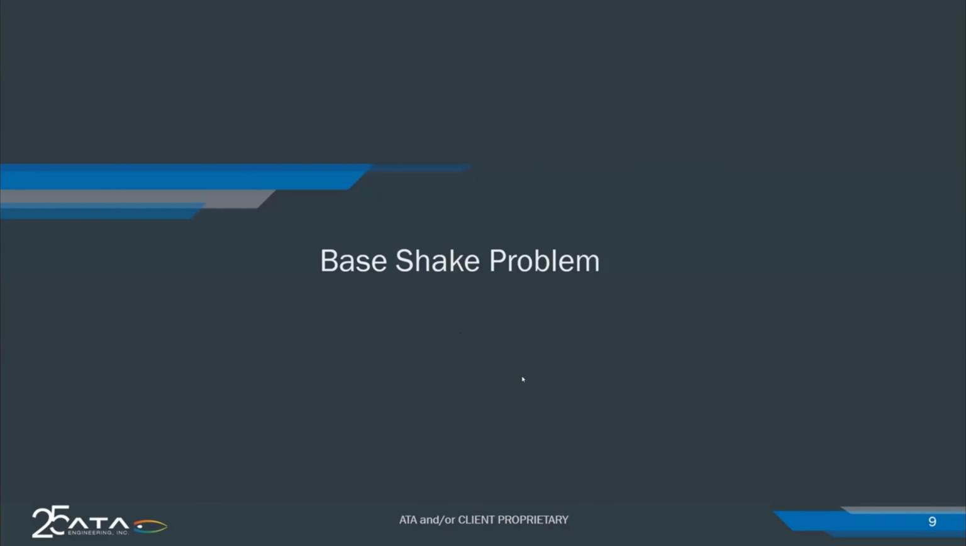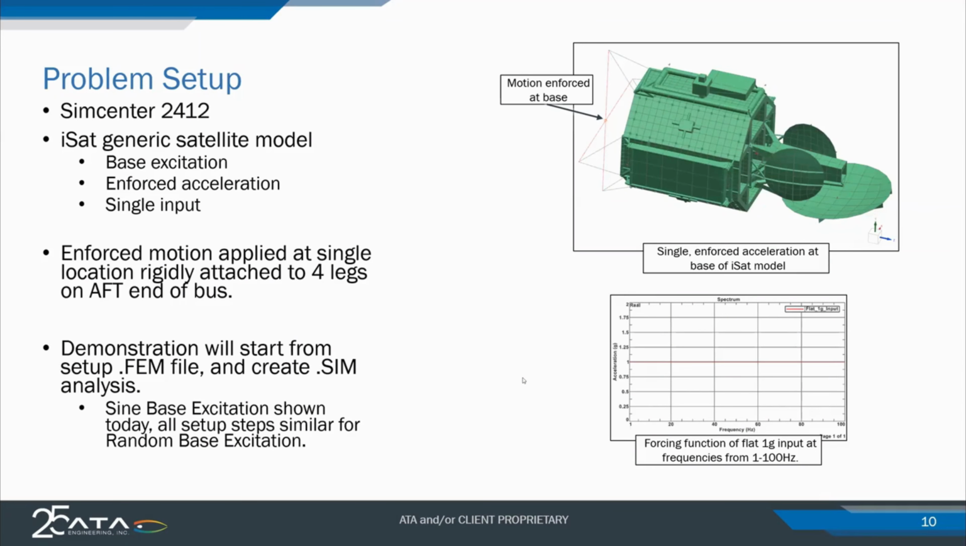All right, so the problem we're going to use as our example problem today is just going to be a simple generic satellite model that we'll analyze within Simcenter 2412. We're going to apply an enforced acceleration at the base legs of this satellite, and we're going to apply a flat 1G sinusoidal frequency spectrum from 1 to 100 hertz.